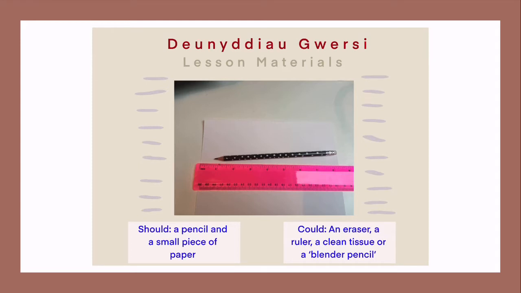So for today, you're going to need a pencil and a small piece of paper. However, if you'd like to enhance your lesson experience, you might want to have an eraser, a ruler, a clean tissue or a blender pencil. A blender pencil can basically move around the graphite strokes in your work. I'm not expecting you to have one, but if you do, you could use it, and I'm just letting you know of different equipment that you might want to use in the future.